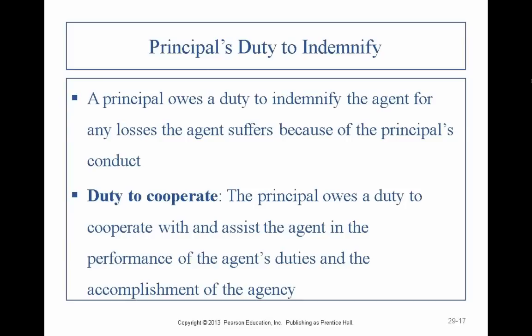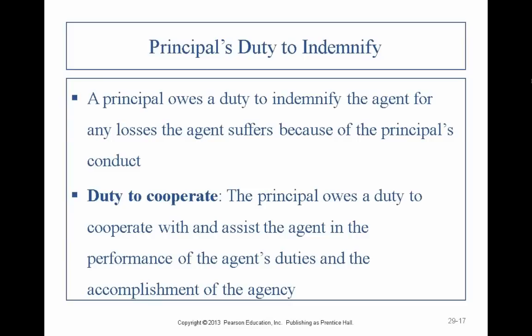Indemnify means to make whole, W-H-O-L-E. It's just a phrase that means I will compensate you, I will put you back in the status quo. That's what it means to make whole. It's just a term of art.